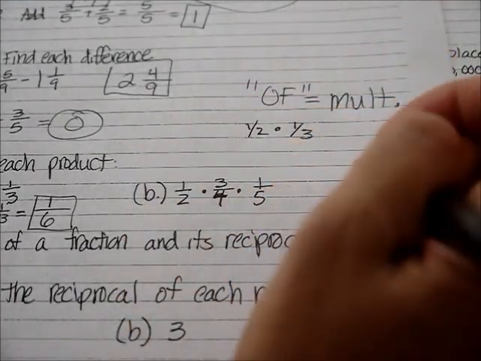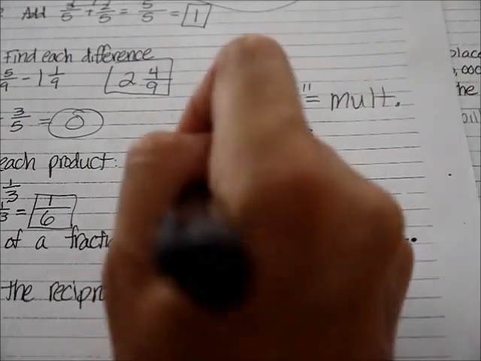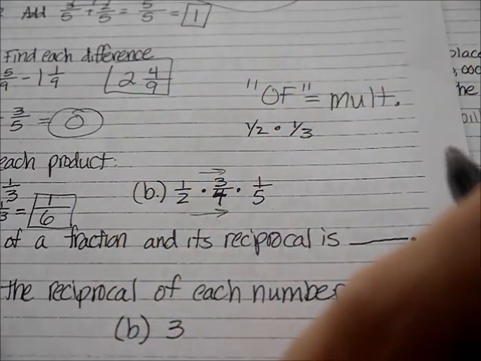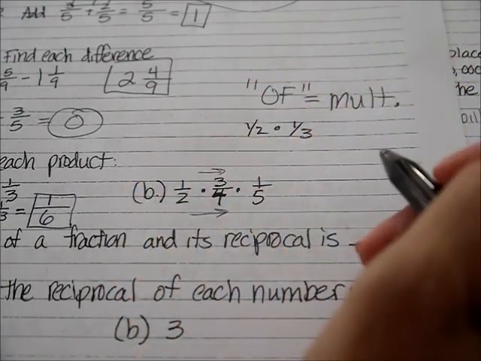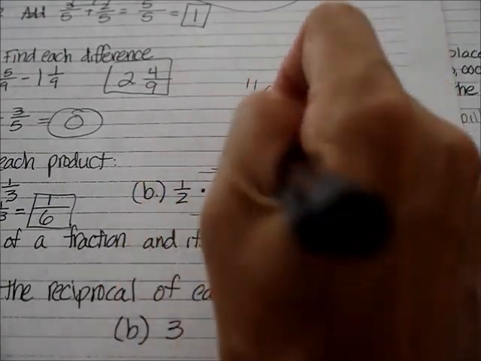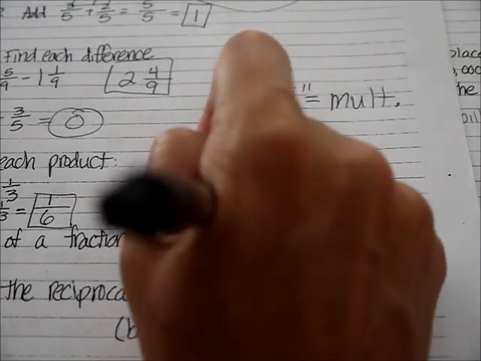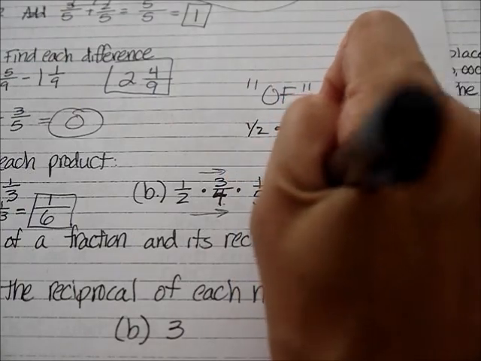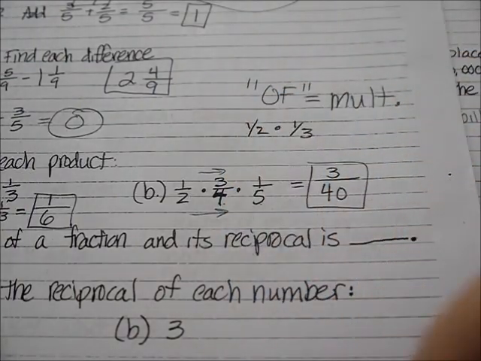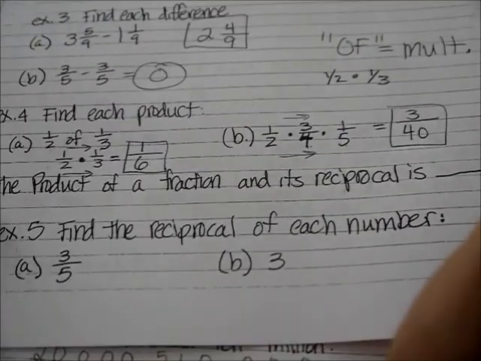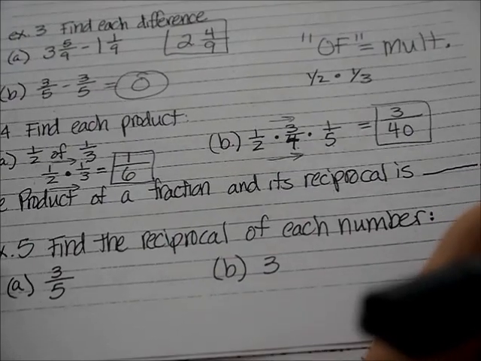Okay, now here we are on this one. We have 3 things that multiply together, but the same deal. We multiply straight across. And I looked because I love cross canceling, but I don't see any common factors that would allow us to cross cancel. So we're going to just go ahead. 3 times 1 is 3. 2 times 4 is 8. Times 5 is 40. So our final answer is 3/40. Good times.